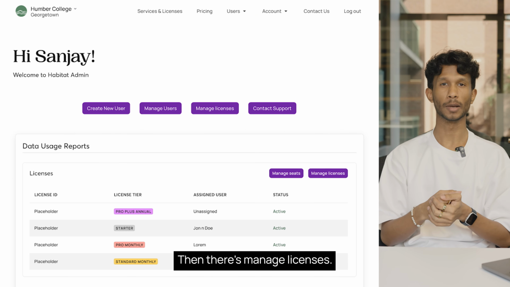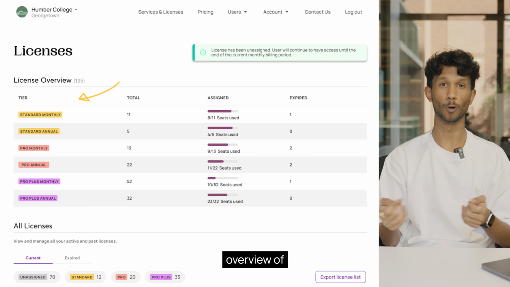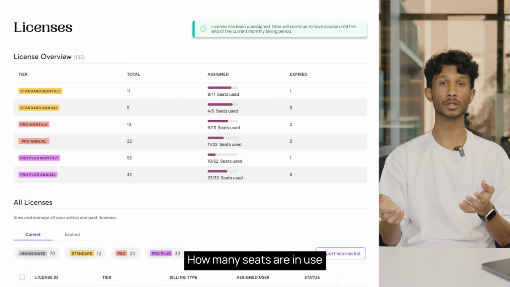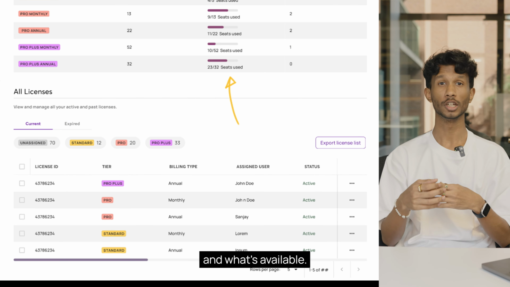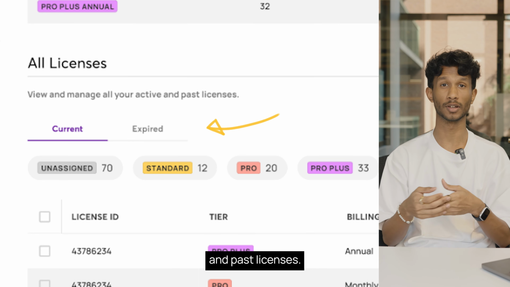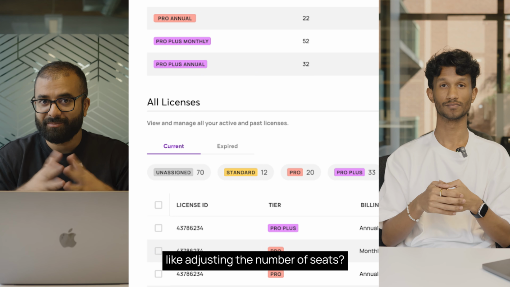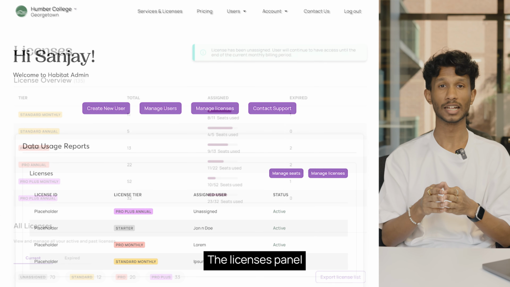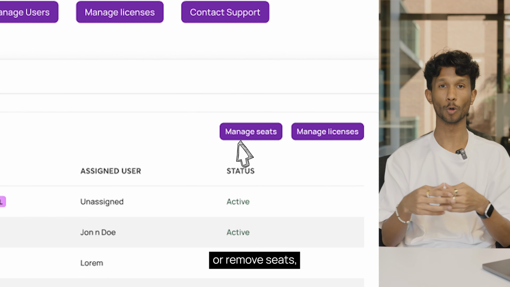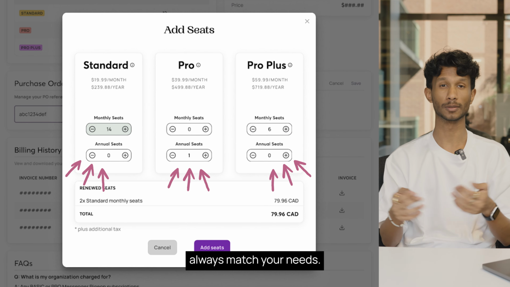Right. Then there's Manage Licenses. This gives you a clear overview of your license tiers, how many seats are in use, and what's available. You can also keep track of both active and past licenses. Okay, but what if I need to make changes like adjusting the number of seats? No problem. The Licenses panel makes it easier to add or remove seats so your licenses always match your needs.